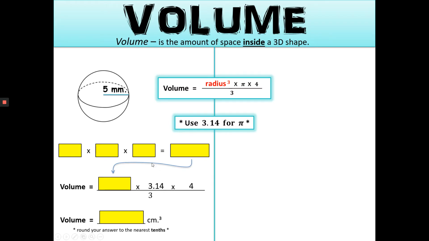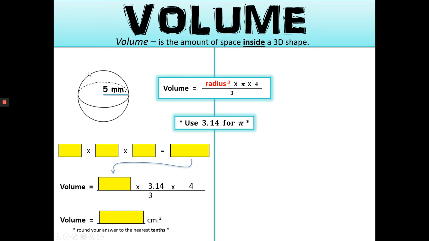Okay, so for volume with spheres, all we have to do is use this formula right here, kind of like what we were doing with pyramids and cones. We're just given the formulas, and all we have to do is plug in the necessary numbers and do the necessary calculations. This is the volume formula for a sphere. It's radius cubed times pi, which we're going to use 3.14 for, times 4, and then all of that divided by 3.